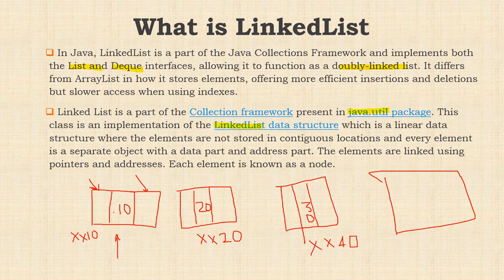Here there is no previous node in the case of the first node. So what will be the value of previous? It will be null, because this is the first element, 10. So null will be stored here, and here it will store the address of the next node, which is xx20.